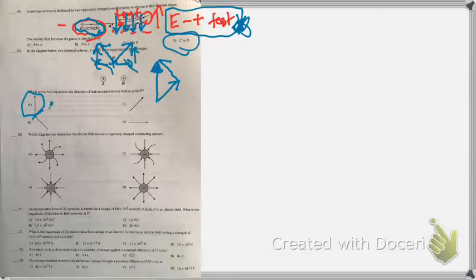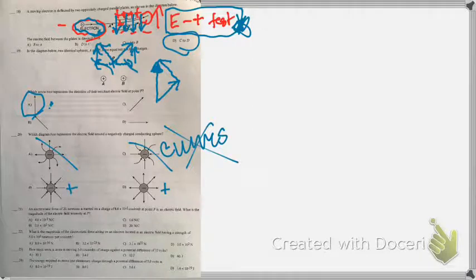Which diagram best represents the electric field around a negatively charged sphere? Well, first of all, let's get rid of all the curved ones. I don't know why curves make you guys happy. Don't do that. If it's negative, remember, we put a positive test charge out here. Would it be attracted or repelled? It would be attracted, so this is wrong. The answer is B.